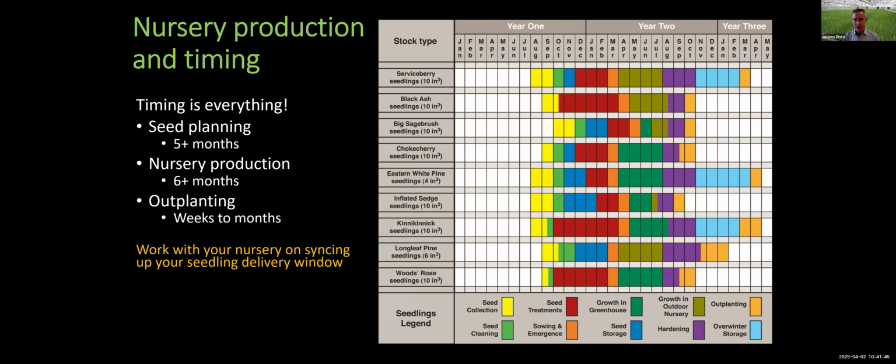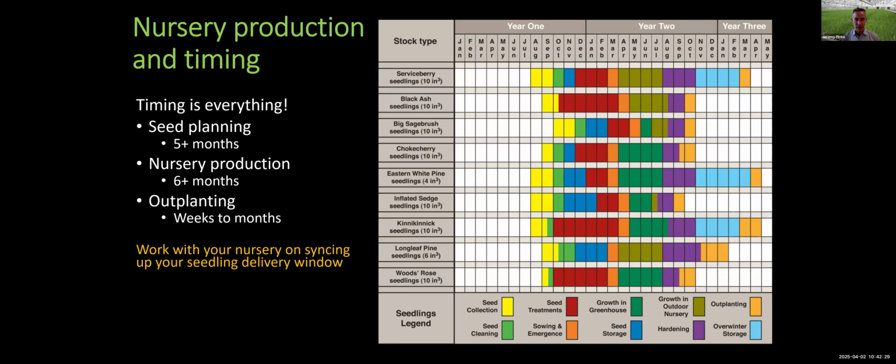Timing is everything. I didn't put this graphic up here just to show a bunch of pretty colors or to make your eyes go crazy. I put this up because it comes from one of our manuals. This illustration gives you a full picture of how long it might take to produce a species in a certain container size, from seed collection all the way to outplanting. The message is to start at your outplanting site. Start talking about your outplanting window, and then look at this chart and work backwards to see where you need to start planning.